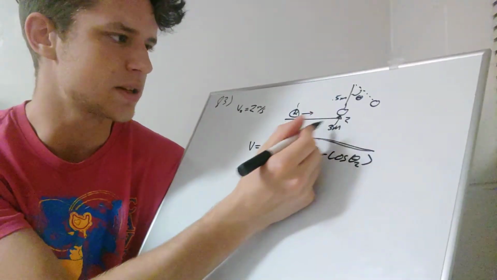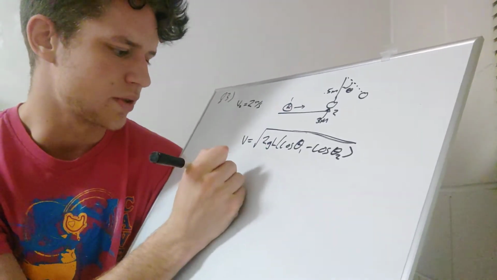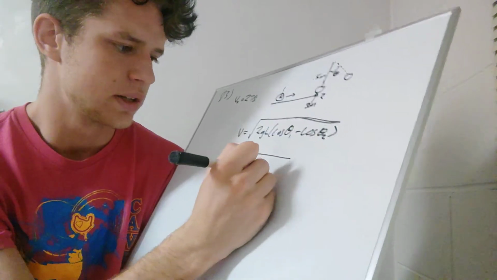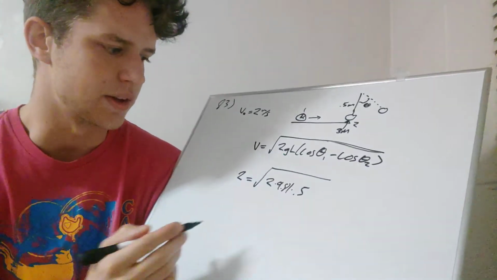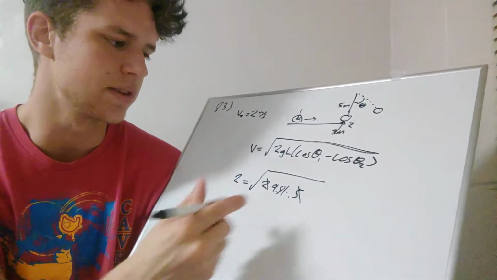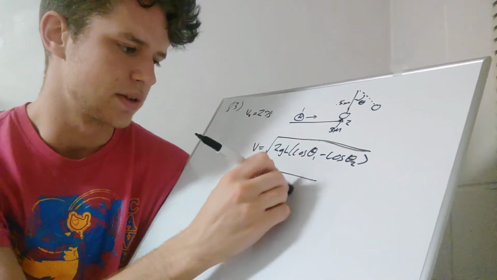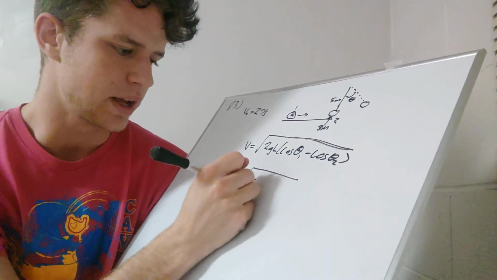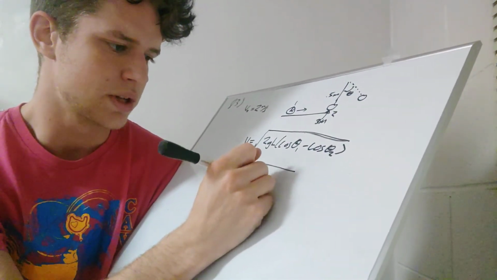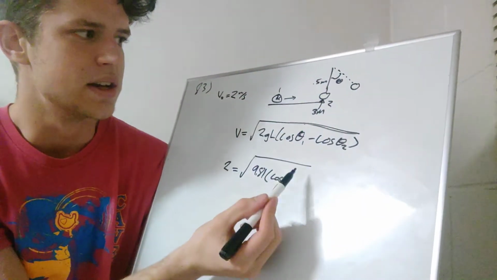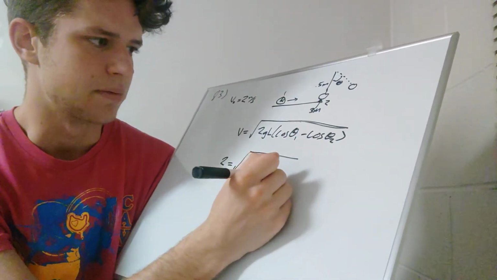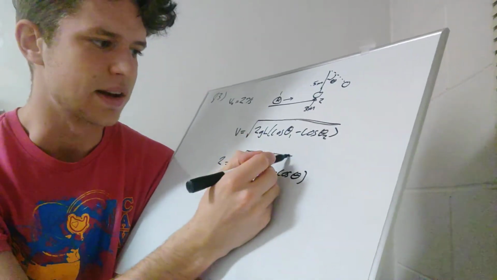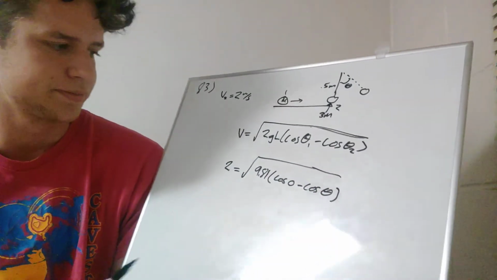So the velocity at this point is 2, and that's going to equal the square root of 2 times 9.81 times the length, which is 0.5. And then you'll notice here that the 2 and the 0.5 will just cancel out, because 2 times 0.5 is just 1, and anything multiplied by 1 is just whatever it was. So 9.81 times the cosine of our initial angle, which is 0, minus the cosine of, I'm just going to leave that as theta, which is our second angle.